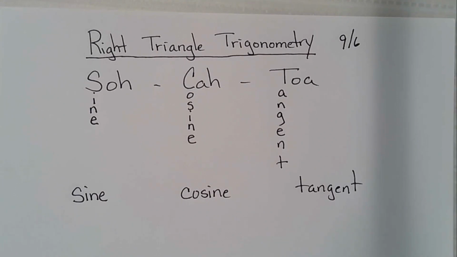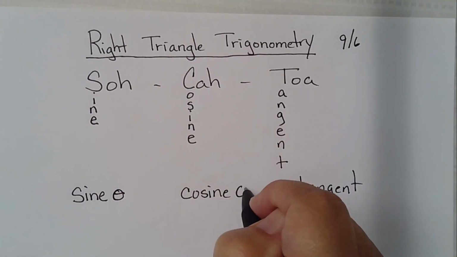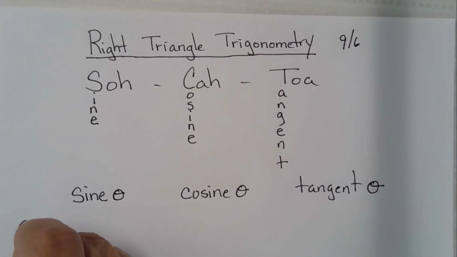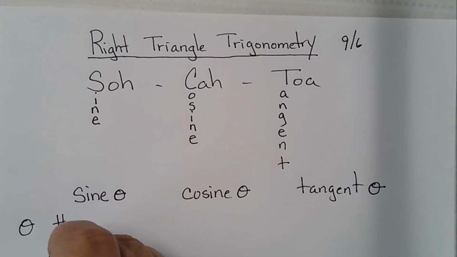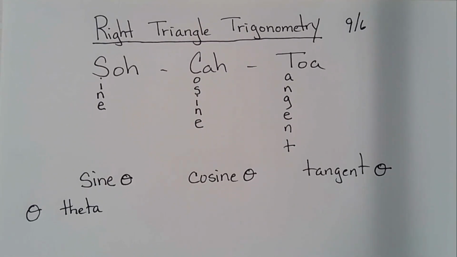These are functions. It's an operation, and we do something with an angle, right? So we have the sine of theta, the cosine of theta, the tangent of theta. So we are using this symbol, and I am saying the word theta. Theta is just a letter in the Greek alphabet, and it's the one that we use most of the time when we're talking about angles.